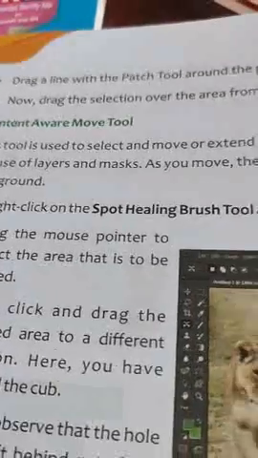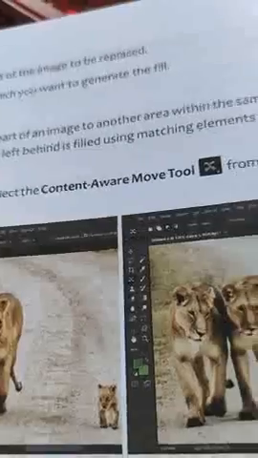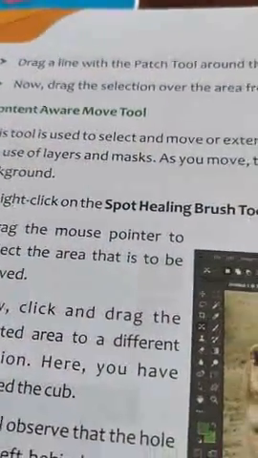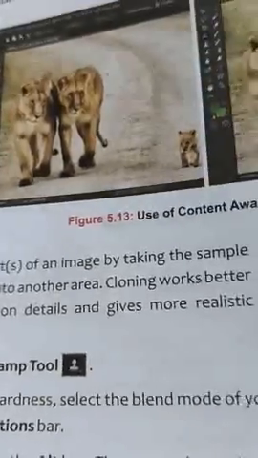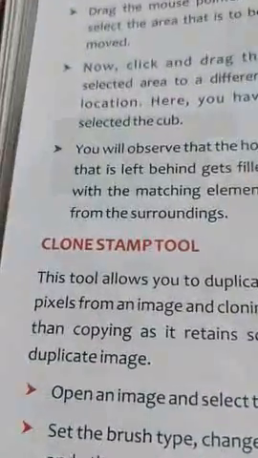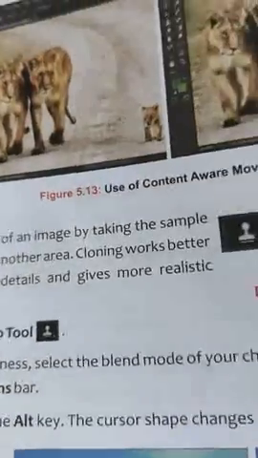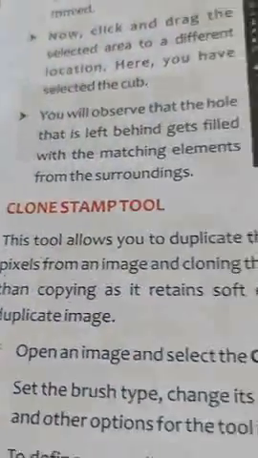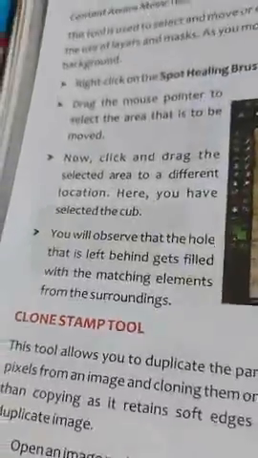Content aware tool. This tool is used to select, move or extend any part of an image to another area within the same image without the use of layers and masks. And clone stamp tool. This tool allows you to duplicate part of an image by taking sample pixels from an image and cloning them into another area. Cloning works better than copying as it retains soft edges and details and gives a more realistic duplicate image.